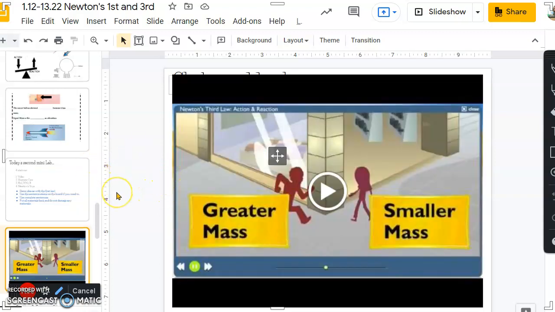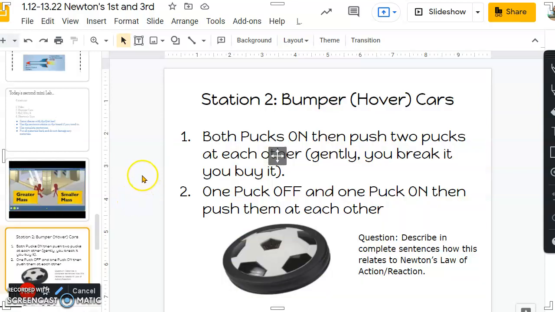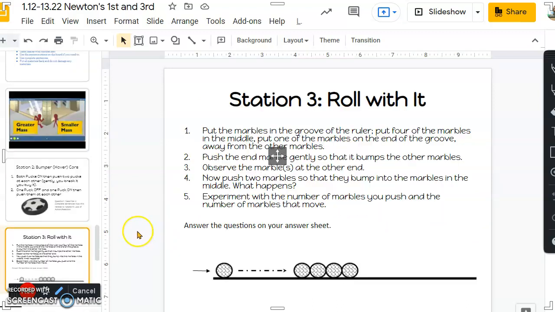So here's the video. You want to watch this and answer the first question on the second sheet. And then on the bumper pucks, these are those little ones, you're going to gently push the two pucks at each other, turn one on, turn one off. Remember how it happened. And this would be action and reaction. You can always Google these.